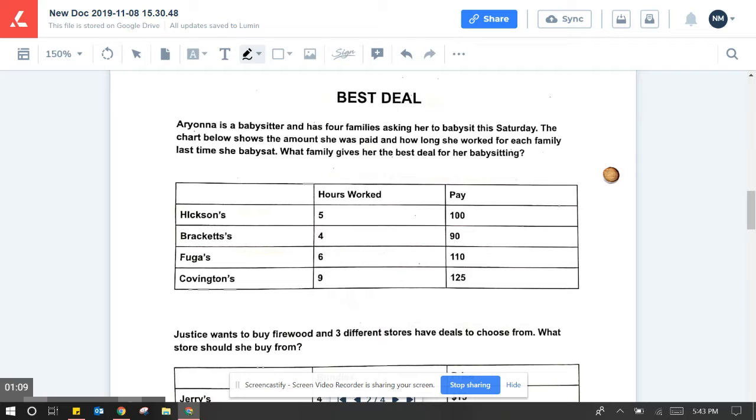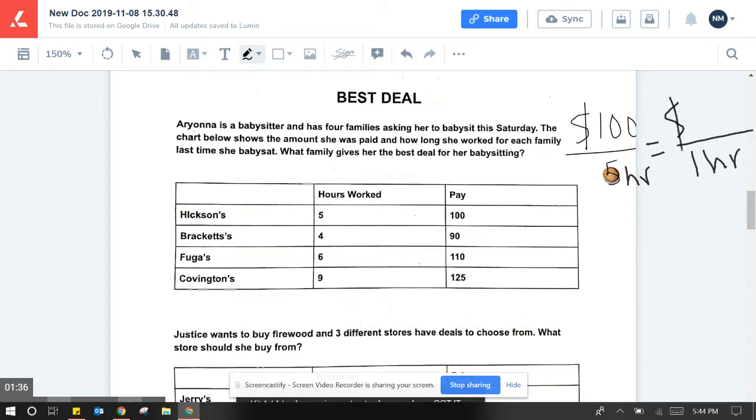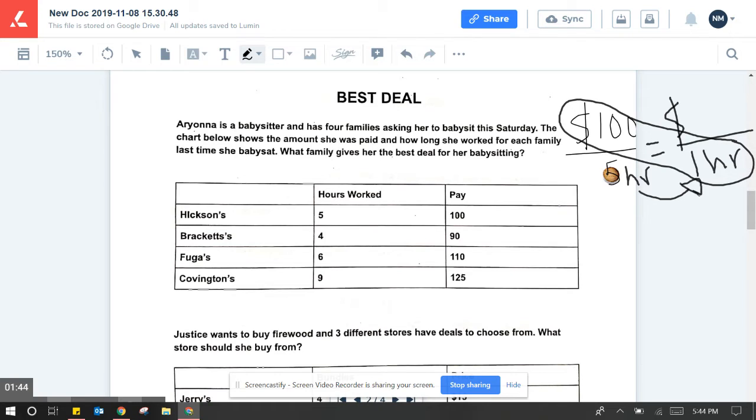So Mr. Hickson pays $100, but in paying $100, that's working for 5 hours. And so as I set this up, we would be looking for 1 hour. Well, if I'm looking for 1 hour, I'm trying to figure out how much money you make in 1 hour. So to do this, you could do the whole cross multiply divide thing, but really as I'm looking at this, I see that I go from 5 to 1. And so on top, I'm going to also divide by 5 because 5 divided by 5 is 1.